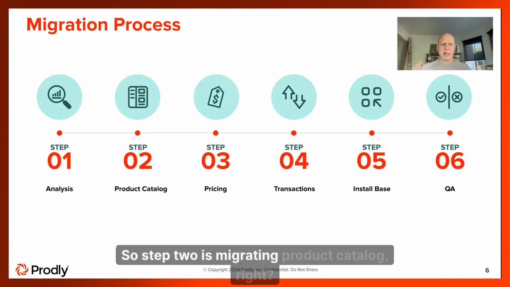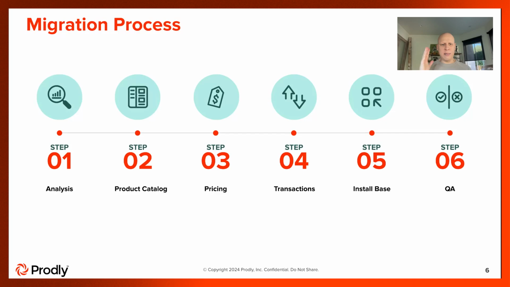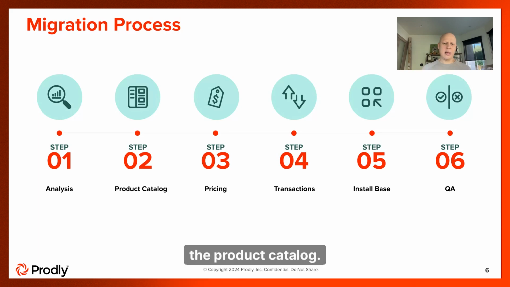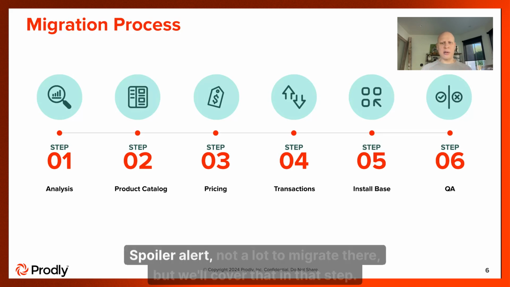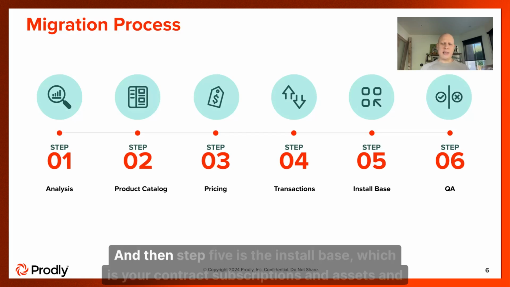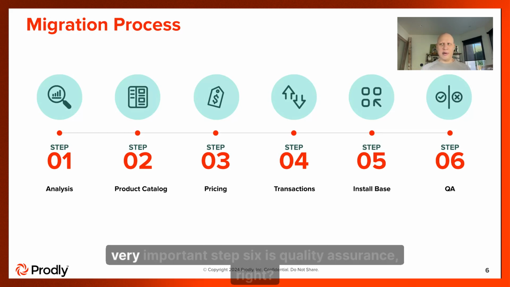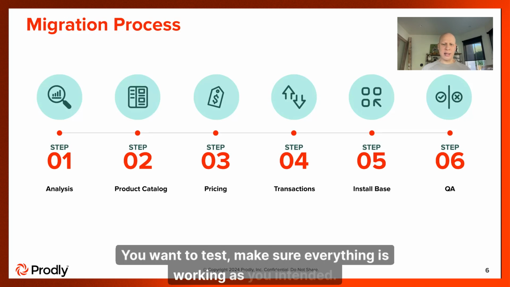So step 2 is migrating the product catalog, right? So it's options, features, product bundles, CPQ product rules, and everything that has to do with the product catalog. So step 3 is migrating pricing. Step 4 is transactions. Spoiler alert, not a lot to migrate there, but we'll cover that in that step. And then step 5 is the install base, which is your contracts, subscriptions, and assets in CPQ. And of course, a very important step 6 is quality assurance, right? You want to test, make sure everything is working as you intended.